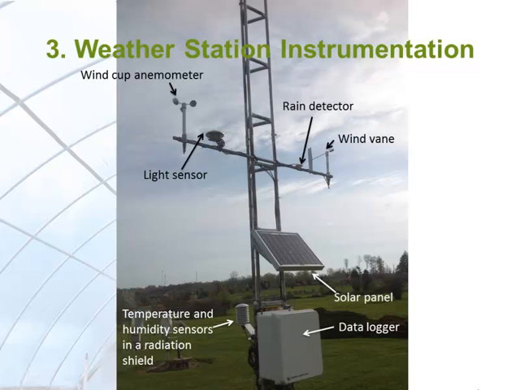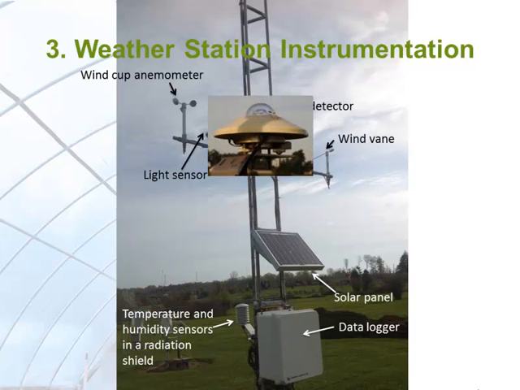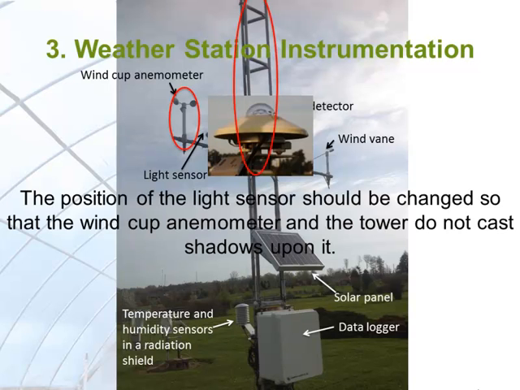As the sun rises from the east and sets on the west, morning sun casts a tower shadow on the light sensor, as shown here. Afternoon sun may also cast a shadow on the light sensor. A better location of the light sensor is on the south side of the tower.